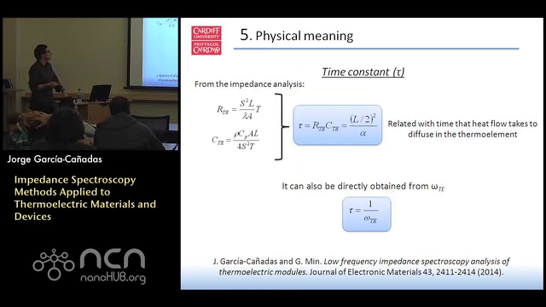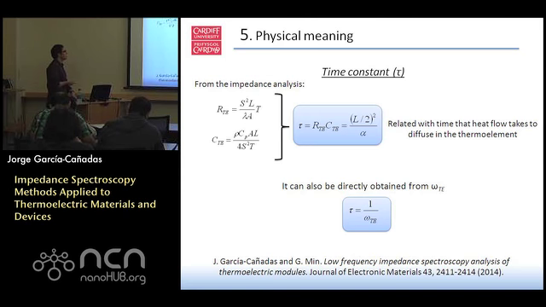And finally, another interesting parameter is a time constant. Time constants are typically RC, so if we multiply our thermoelectric resistance and capacitance, I reach this equation, which is related to the time that our heat wave needs to cross the whole thermoelectric material. Also, we can obtain this time constant directly from the characteristic frequency. All this physical meaning is provided in one paper we published recently, and we also showed it at last year's Thermoelectric Conference in Japan. This is the reference if you are interested.